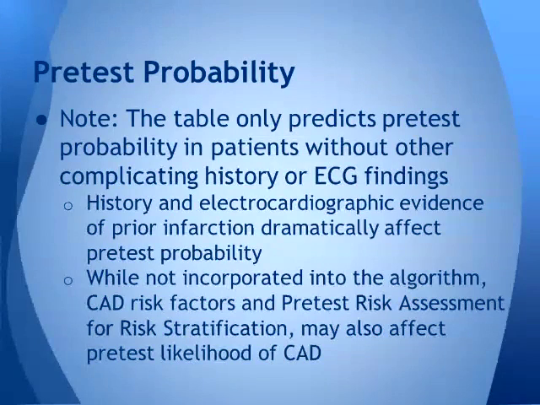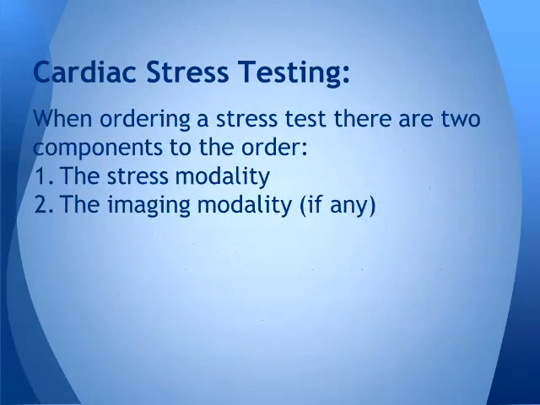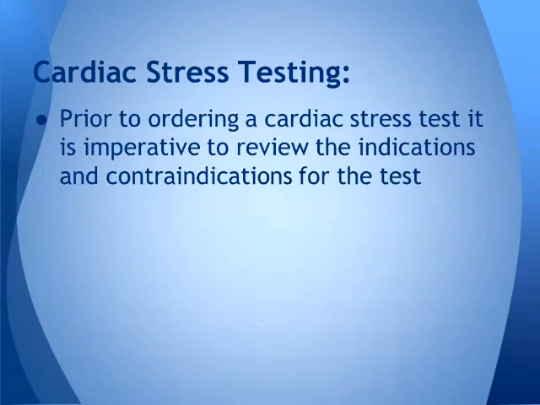And all of our guidelines for stress testing say that that's what you should do prior to ordering the stress test, whether it's a stress echo, an MPI, or an exercise treadmill. So when you order a cardiac stress test, there are two components you have to think about as a physician. There's the stress modality. How are we going to stress the heart? And then there's the imaging modality, if any. So it's also imperative to review the indications and the contraindications to the test. Am I ordering the right test in the right patient?